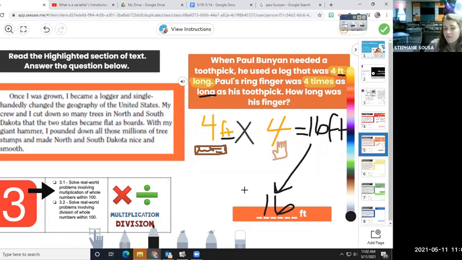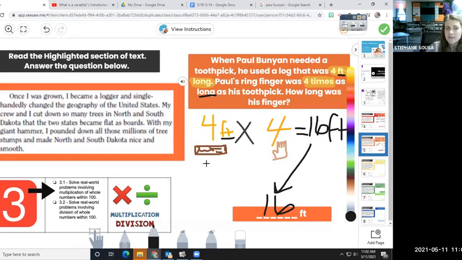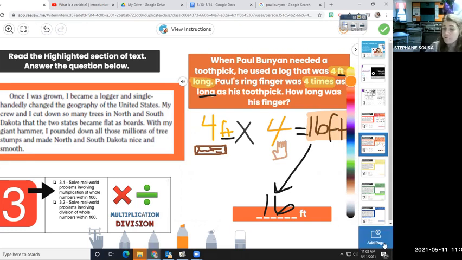We did not need a variable in this equation because everything was given to us right away. On this, the number of days changed. On this equation, nothing changed. The log was 4 feet. The finger was 4 times as long as that. There was no change. So our variable was the answer. So imagine if there had been a blank or a line or maybe an F for finger or feet. That was our variable here. Okay? Questions on that?